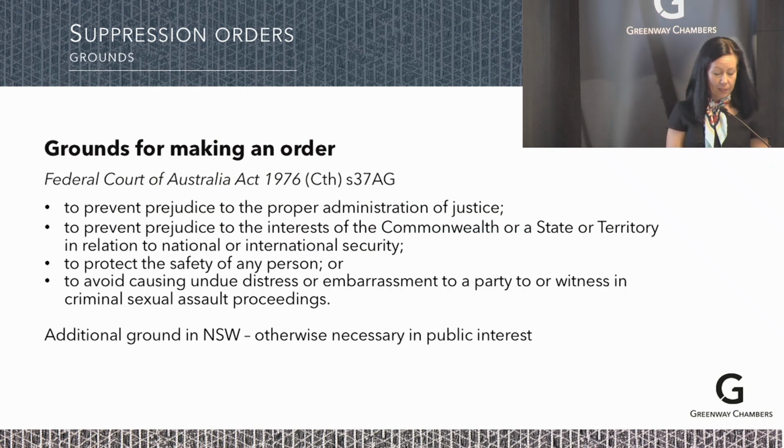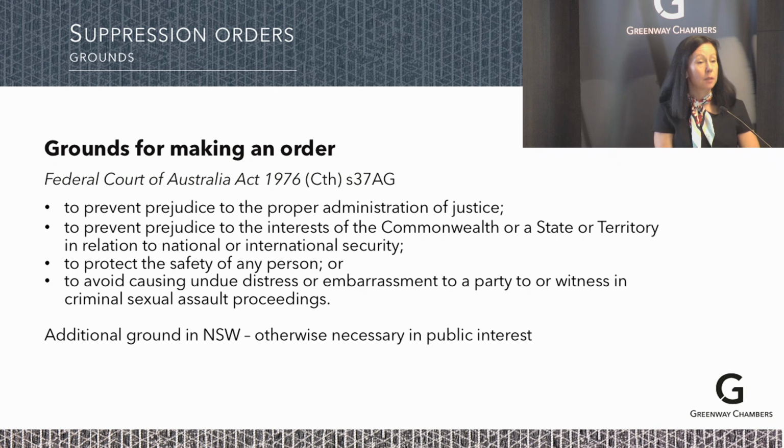Now, what are the grounds for making an order? This is the list in the Federal Court Act, and that's what I'm going to keep talking about, the federal legislation. It's almost identical in New South Wales, but I'll just talk about that one today. As you can see, they are the grounds to prevent prejudice to the proper administration of justice, to prevent prejudice to the interests of the Commonwealth, state or territory, so that's a national security issue, to protect the safety of any person, or to avoid causing undue stress or embarrassment to a party or a witness in criminal sexual assault proceedings. There's one additional ground in the New South Wales legislation, which is otherwise necessary in the public interest.